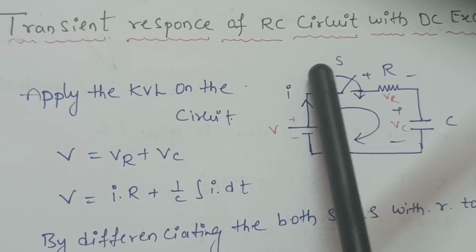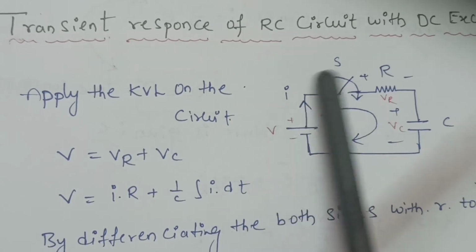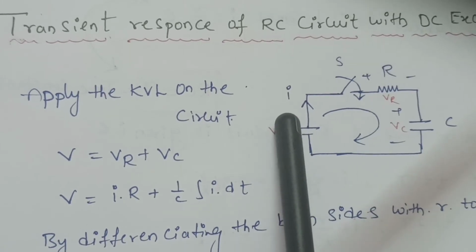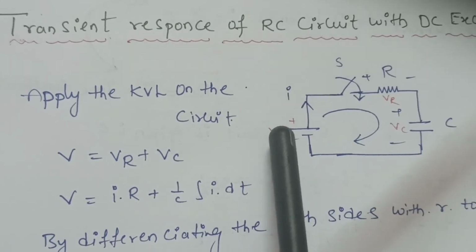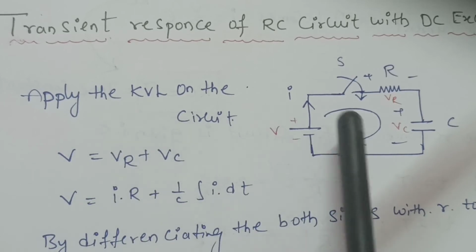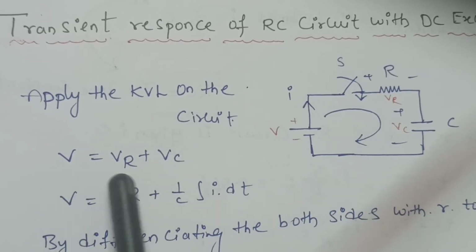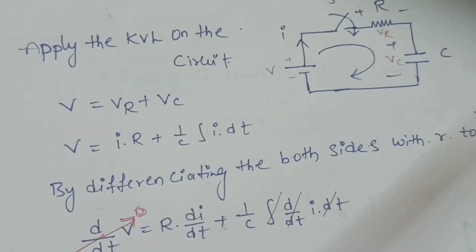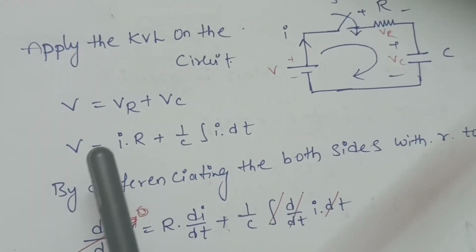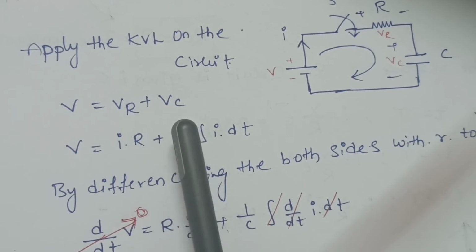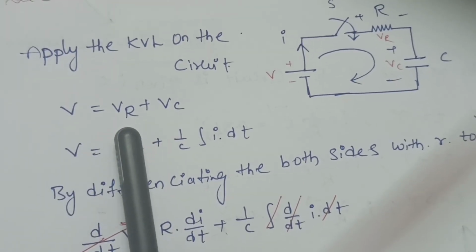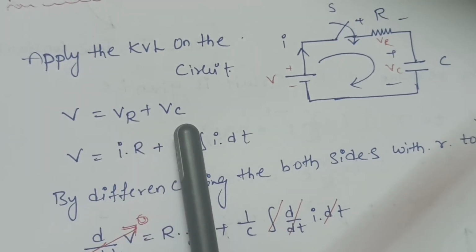If the switch is closed, simply in the circuit some current is flowing. If the switch is closed, that current is called I. Now just apply the KVL on the circuit, then we can get some equation: V equal to VR plus VC. This is the total voltage, the voltage across the resistance and the voltage across the capacitance.